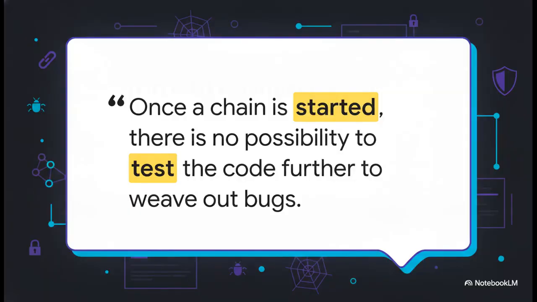Just let this sink in for a second. Once a chain is started, there is no possibility to test the code further to weed out bugs. Think about how different that is. In traditional IT, you deploy, you find a bug, you push a patch on Tuesday. On a blockchain, immutability means your testing has to be incredibly, obsessively exhaustive before deployment. The traditional software development lifecycle just gets thrown right out the window here.